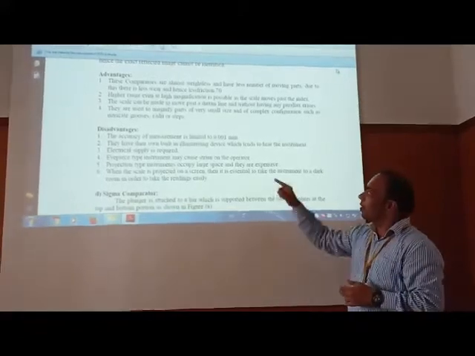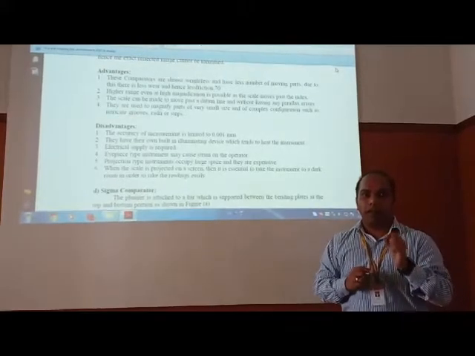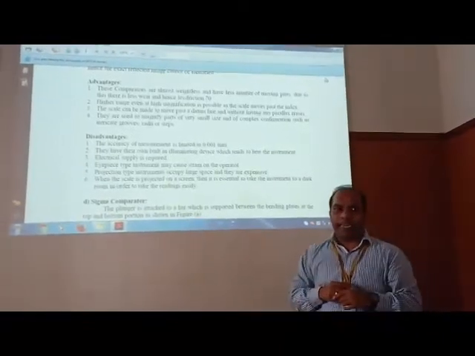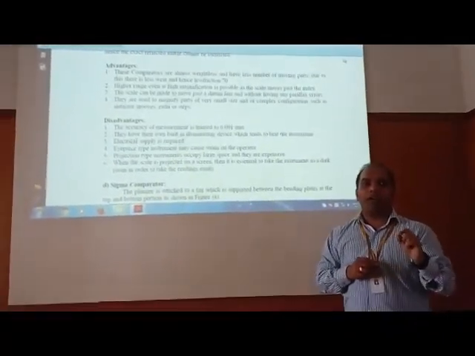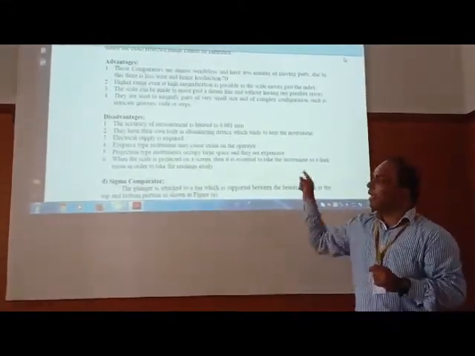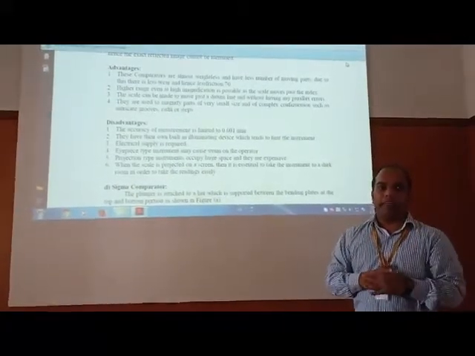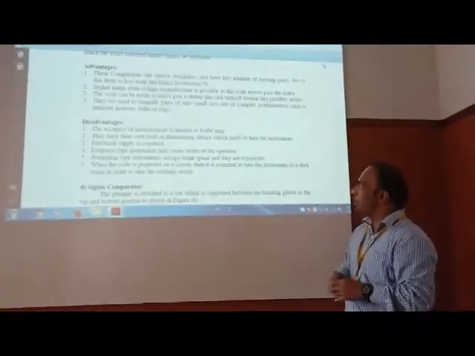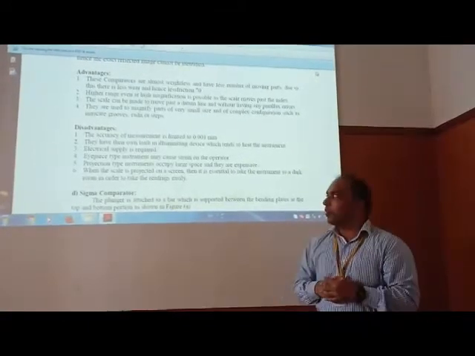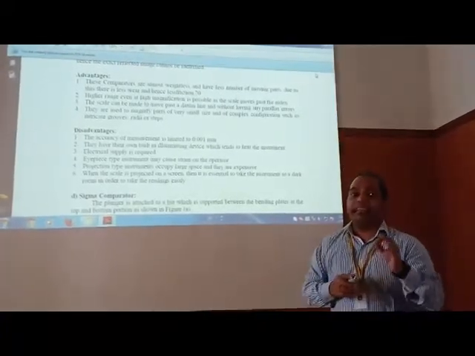Let us see. The accuracy of measurement is limited to 0.001 mm. They have their own built-in illuminating device which tends to heat the instrument, so sometimes it is not useful to connect the instruments on a continuous basis. Electrical supply is constantly required, which was not required in the previous comparators. An eyepiece type instrument may cause strain on the operator, therefore giving fatigue. Projection type instruments occupy large space and they are expensive.